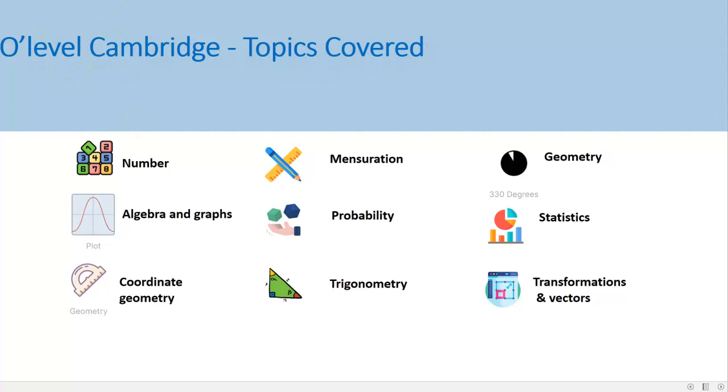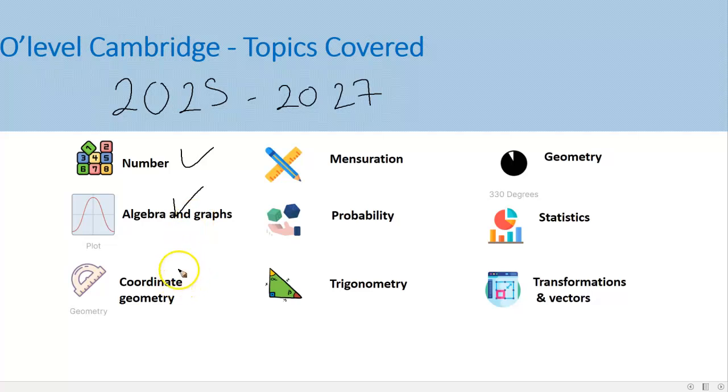In this lecture series, we're going to be dealing with the O-level Cambridge syllabus that is now running from 2025 to 2027. These are the topics that we'll be discussing: numbers, algebra and graphs, coordinate geometry, mensuration, probability, trigonometry, geometry, statistics, transformations, and vectors. We're going to be dealing with all these in the next couple of videos.